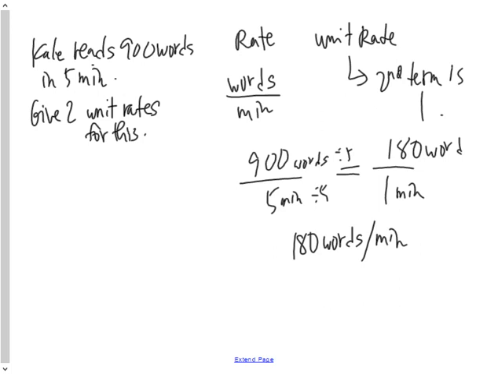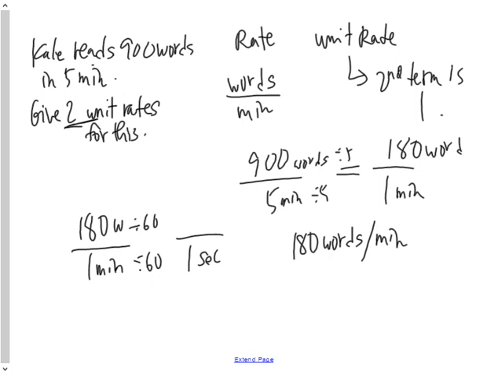Now you could also take that unit rate of 180 words in 1 minute and create a second unit rate. You could divide both by 60. In this case, I'm going to divide both by 60 because 1 minute divided by 60 is 1 again, but this time it's 1 second. And 180 words divided by 60 is 3. So a second unit rate you could have made is 3 words per second. That is a second unit rate.